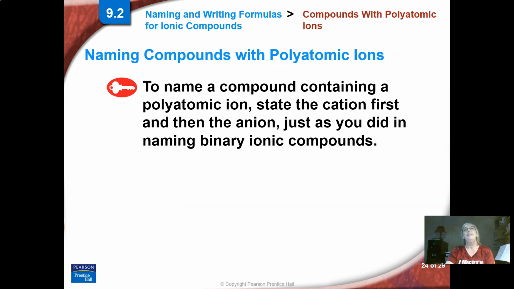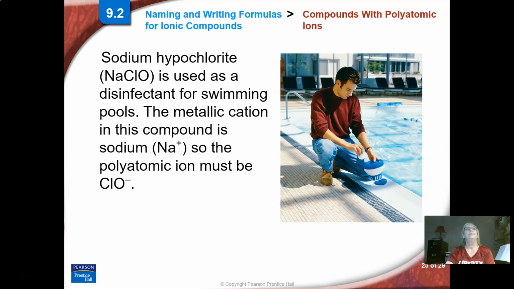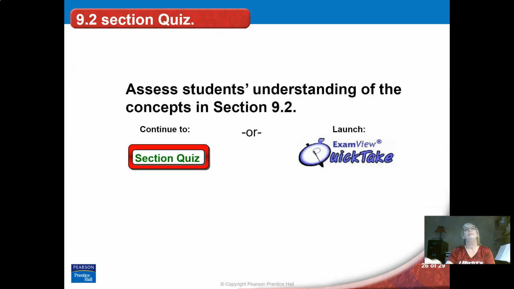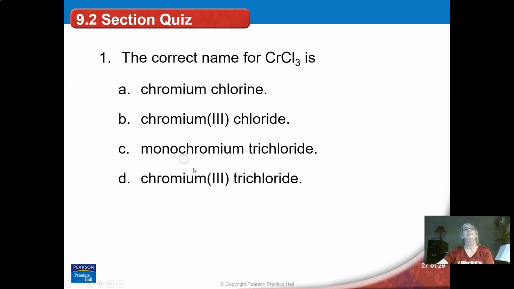And so we write the cation first, and then we write the anion second. Here's sodium hypochlorite. We use it in pools. It's good for killing all kinds of viruses and bacteria. It's got a sodium and a hypochlorite, and that is a plus and a minus, so they balance out. So it's NaClO. Let's see how you guys do.